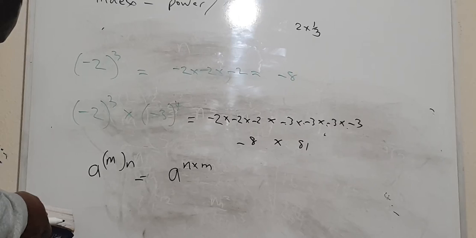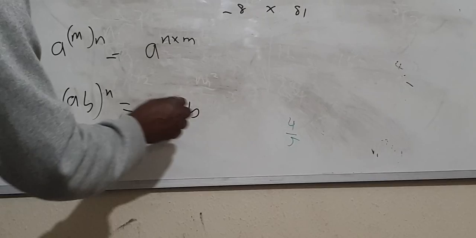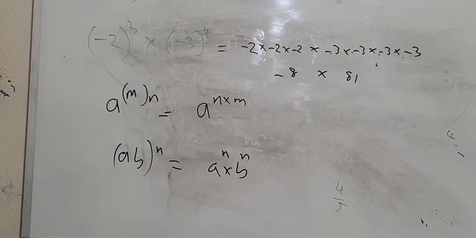When it says (ab) to the power n, what does this mean? ab is a times b, isn't it? Okay, a times b, n for all of them. Yes, because n is multiplied onto everything inside.